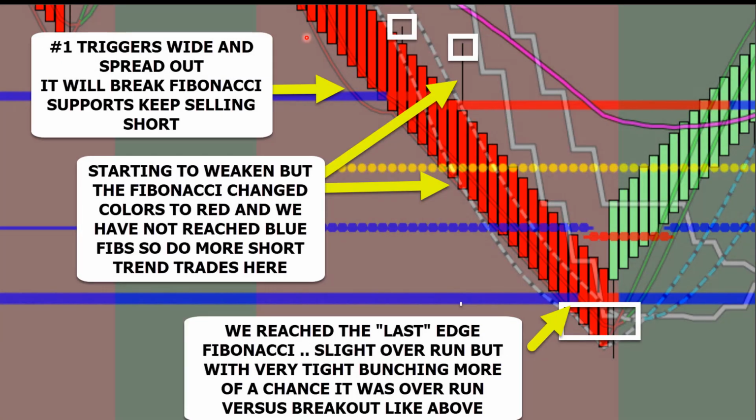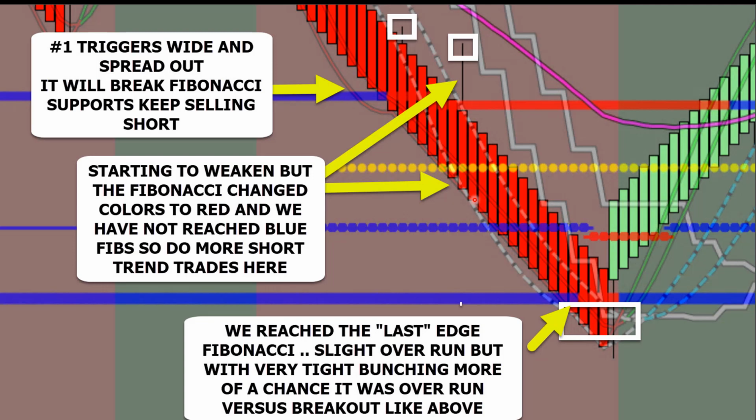When they're wide, you're going to have the confidence to do a short trade. When the blue fib turns red, even though we've weakened the triggers a little bit, if we were at a blue support, you would stop going short. Because we have not yet reached the blue support, you will do another short trade. So you'll do a short trade here, which will be worth $200. You'll do a short trade here, which would be worth at least $200.